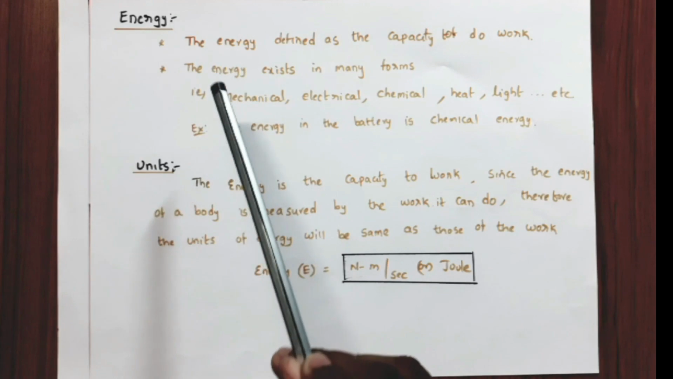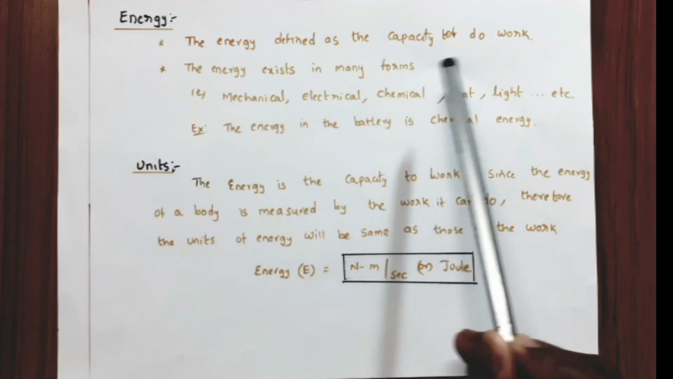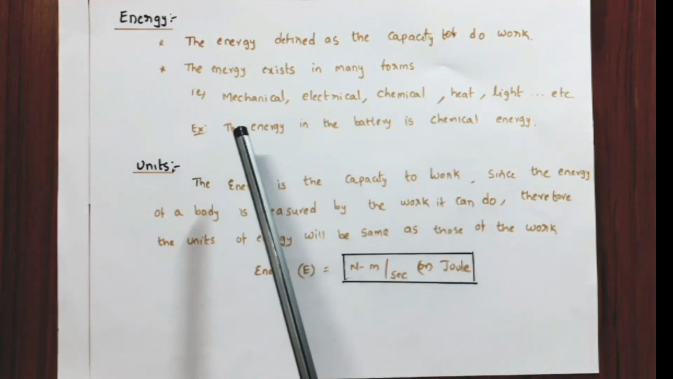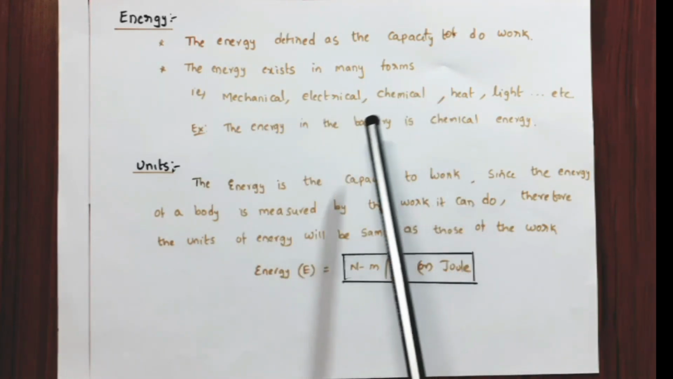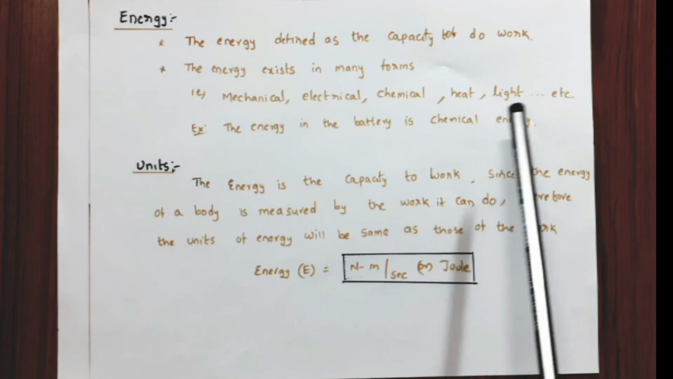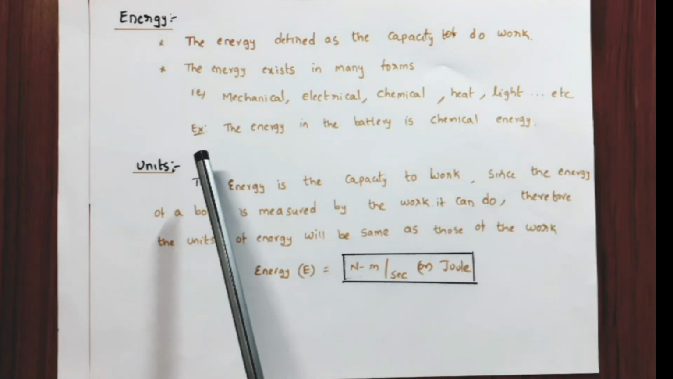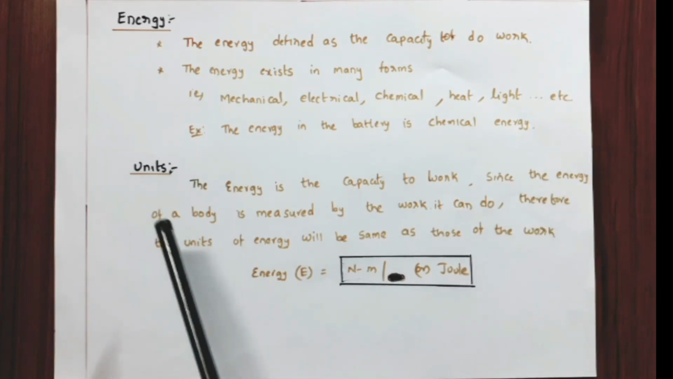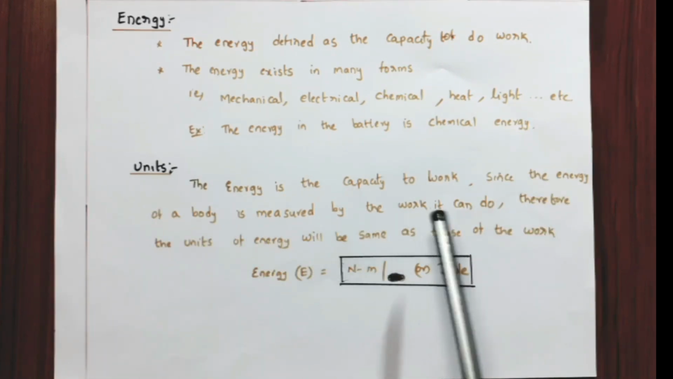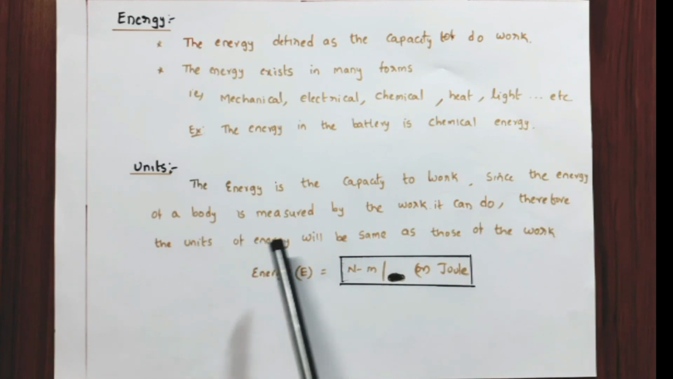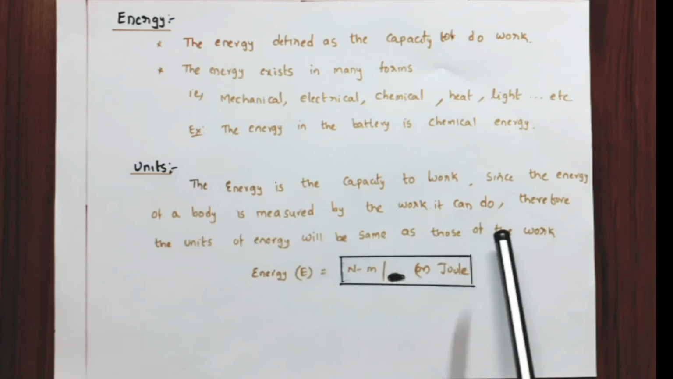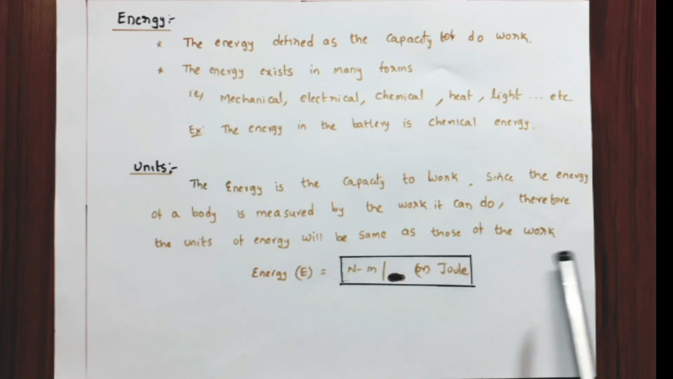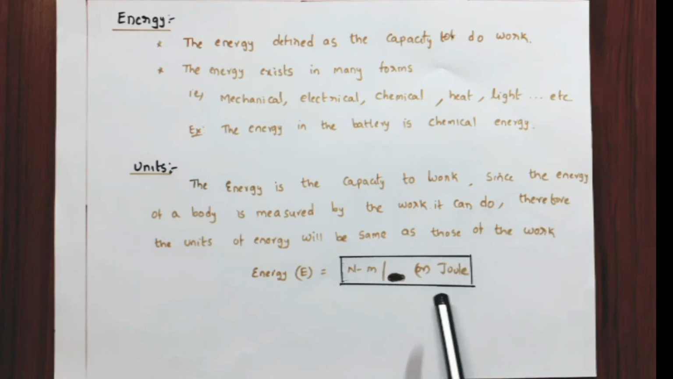Now energy. Energy is defined as the capacity to do work. Energy exists in many forms: mechanical energy, electrical energy, chemical energy, heat energy, light energy, etc. For example, the energy in a battery is chemical energy. Since the energy of a body is measured by the work it can do, the units of energy will be the same as those of work. So Newton meter or joule.